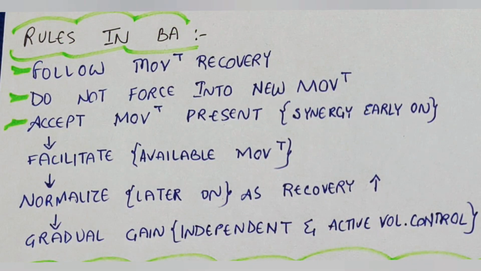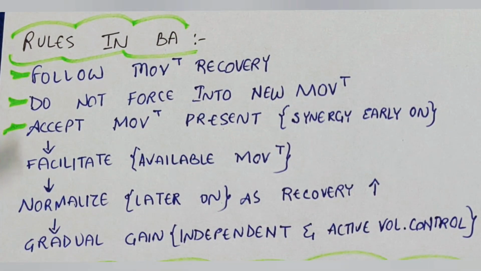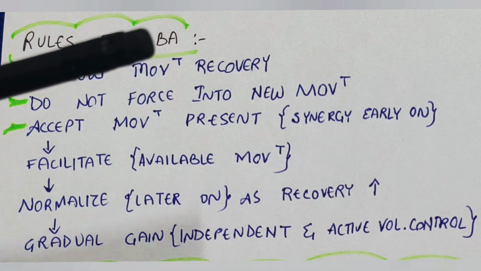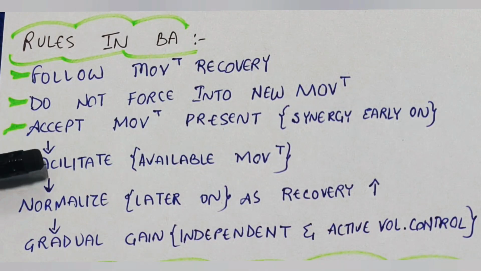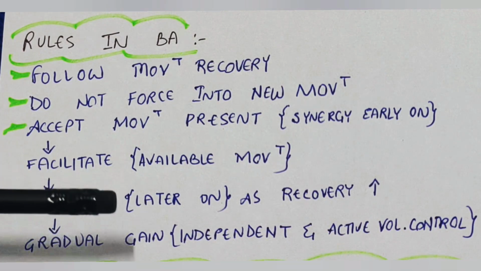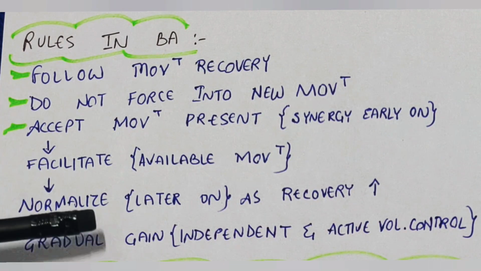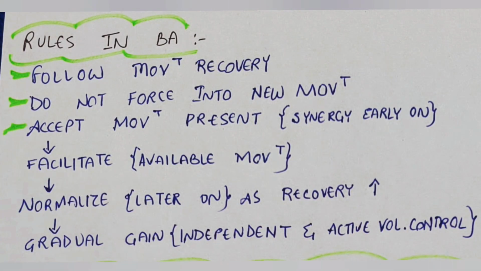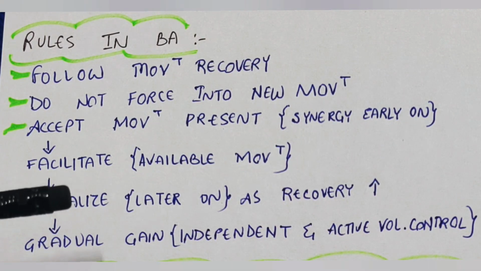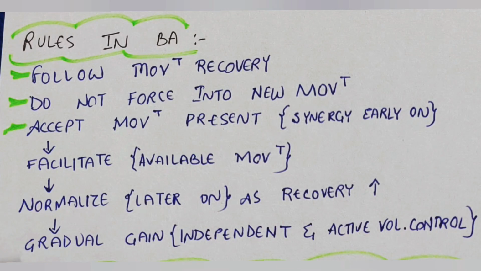Certain rules are made in the Brunnstrom approach to follow the movement recovery and not force into new movements. So we should accept the movement present, that is synergy, early on. Then we need to facilitate the available movement and not suppress it. Thereafter, normalize as the recovery progresses. Thereafter there will be a gradual gain in independent and active control.